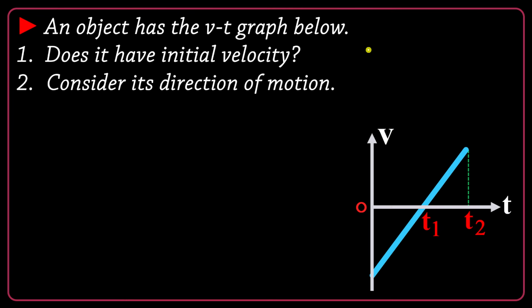Question number 2. Consider the direction of motion. Direction of motion means the sign of velocity, if the velocity is positive or if the velocity is negative.